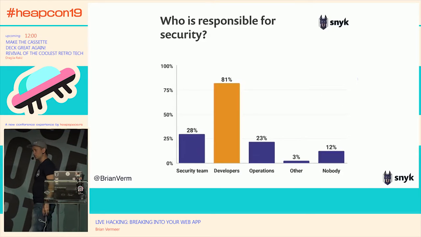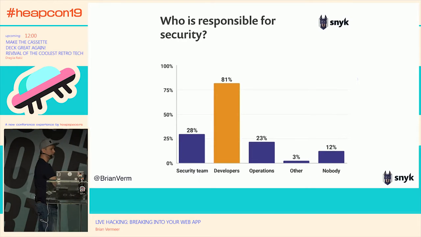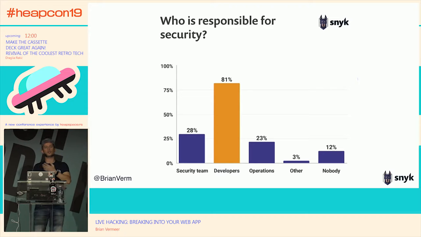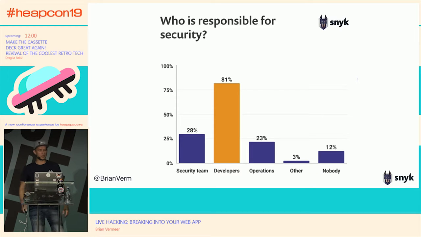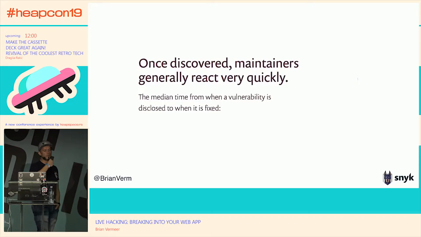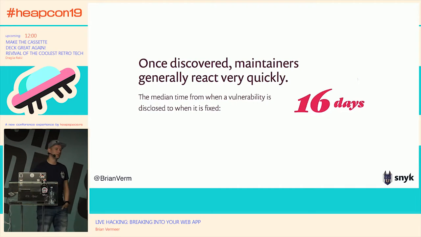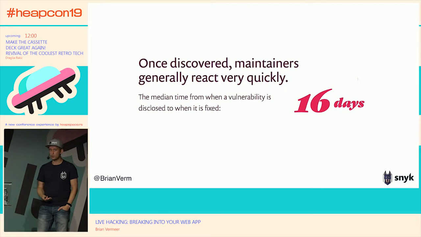And this one is funny. Who was responsible for security? 81% of our respondents said developers. And it's a shared responsibility, of course. But we need to do something. Well, we had more stats, like, how did you find out? 27% probably don't. And the fun part is once a vulnerability is discovered, it takes over 16 days on average to get it fixed, which is a good thing.